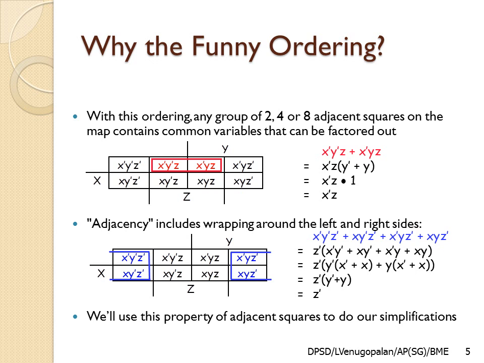So, adjacency includes wrapping around from the left and the right side. If we see the ones in the blue, x dash y dash z dash plus x y dash z dash plus x dash y z dash plus x y z dash, we can see that z dash is common for all. So, if we take z dash out of the expression, we get x dash y dash plus x y dash plus x dash y plus xy. Again, for the first two terms, y dash is common, so you can apply x dash plus x there. For the last two terms, y is common, so you can again apply x dash plus x. Ultimately, the equation totally reduces to just z dash. That's why we have this funny ordering.